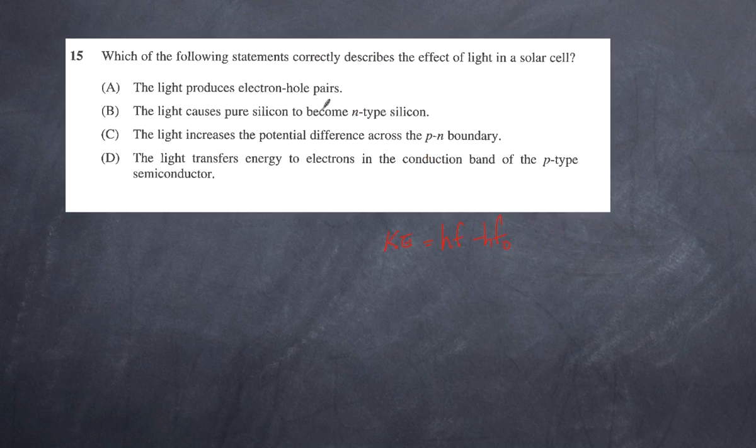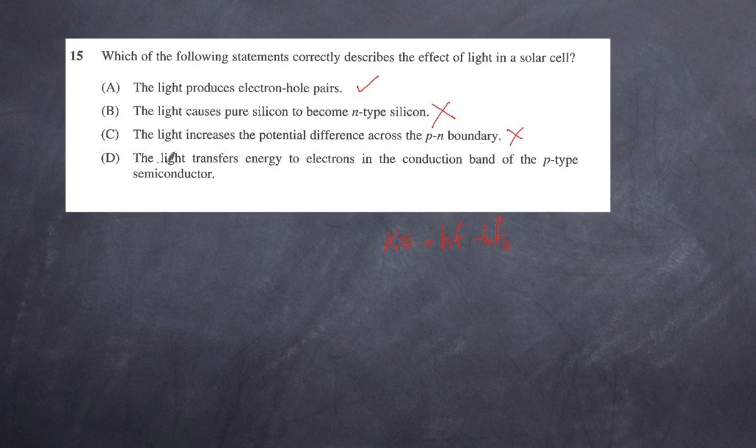So let's examine it. The light produces electron-hole pairs. Well, that is true in that as an electron is released, you are going to leave a hole somewhere, because we are talking about a semiconductor here. The light causes pure silicon to become an N-type semiconductor. That's not correct. The light increases the potential difference across the p-n boundary. That's not what it's actually about, okay?